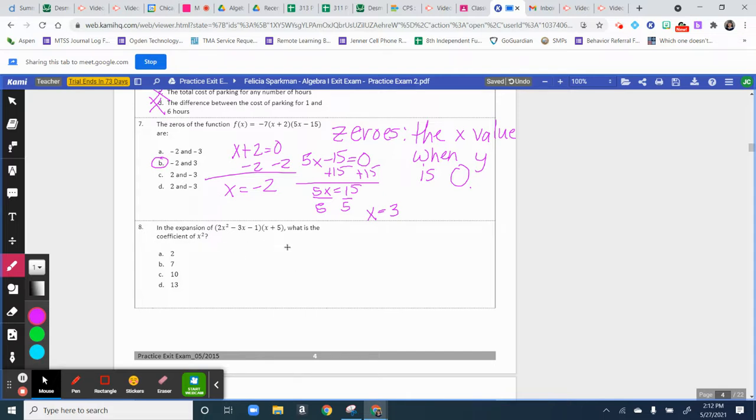So 8 is, they want to know the expansion of 2x squared minus 3x minus 1 times the quantity x plus 5. What's the coefficient of x squared? So this is where we're going to be multiplying the polynomials. Riley, do you want to tell me what to write, or do you want me to do it? Okay, so tell me how to fill in the box.